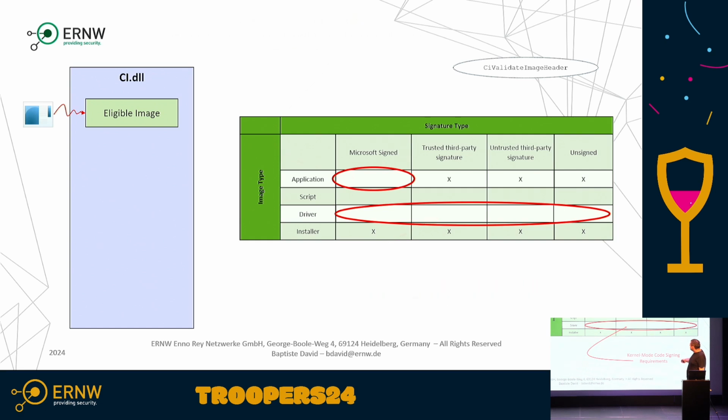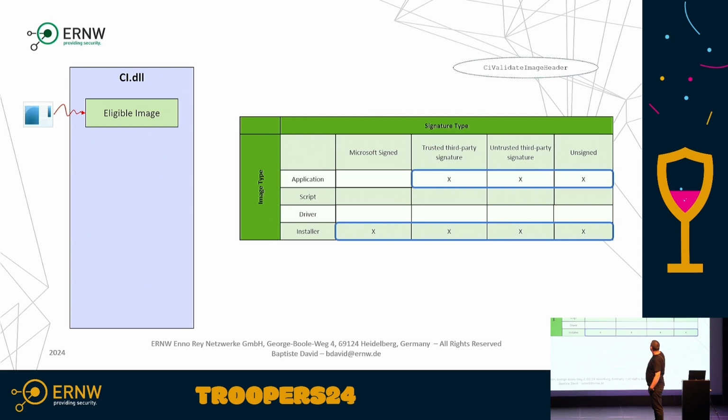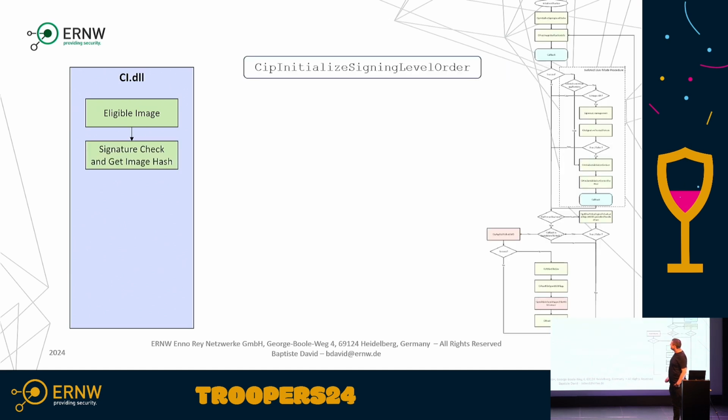But the applications signed by Microsoft are also never notified to SAC, probably for optimization purposes. Or also, if you want something done, do it yourself. That's a good way to escape their own security. So we are going to focus on third-party signatures, untrusted third-party signatures, when you sign your application yourself, and unsigned applications, and installer software.